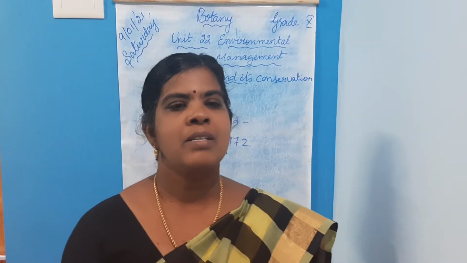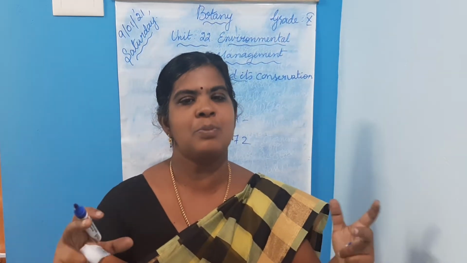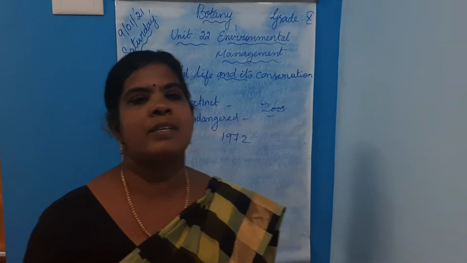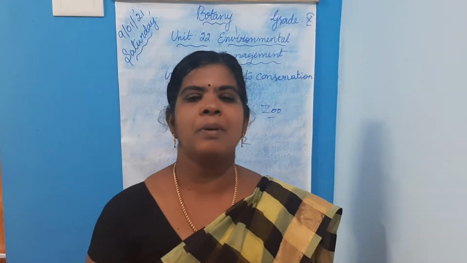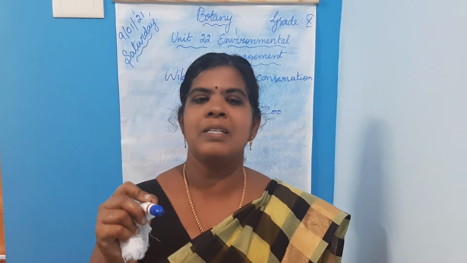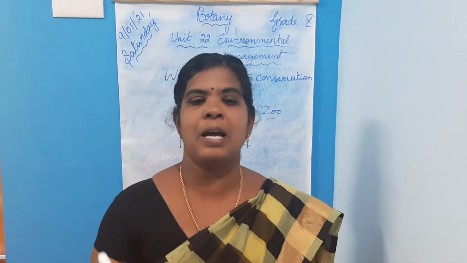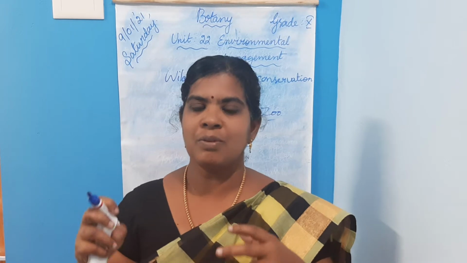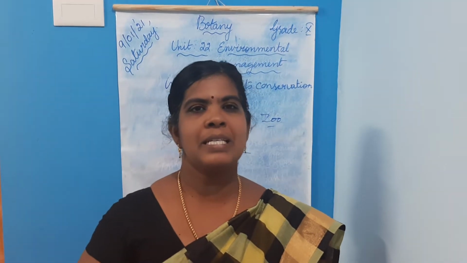Next, constitute the Central Zoo Authority and recognition of zoos, the establishment of zoos for the protection of animals. Then restrict or prohibit trade of wild animals and products obtained from them. We should not buy animal valuable products; we must prohibit trade in wild animal products. Then we can protect the wildlife, so certain organizations were started to protect wildlife.